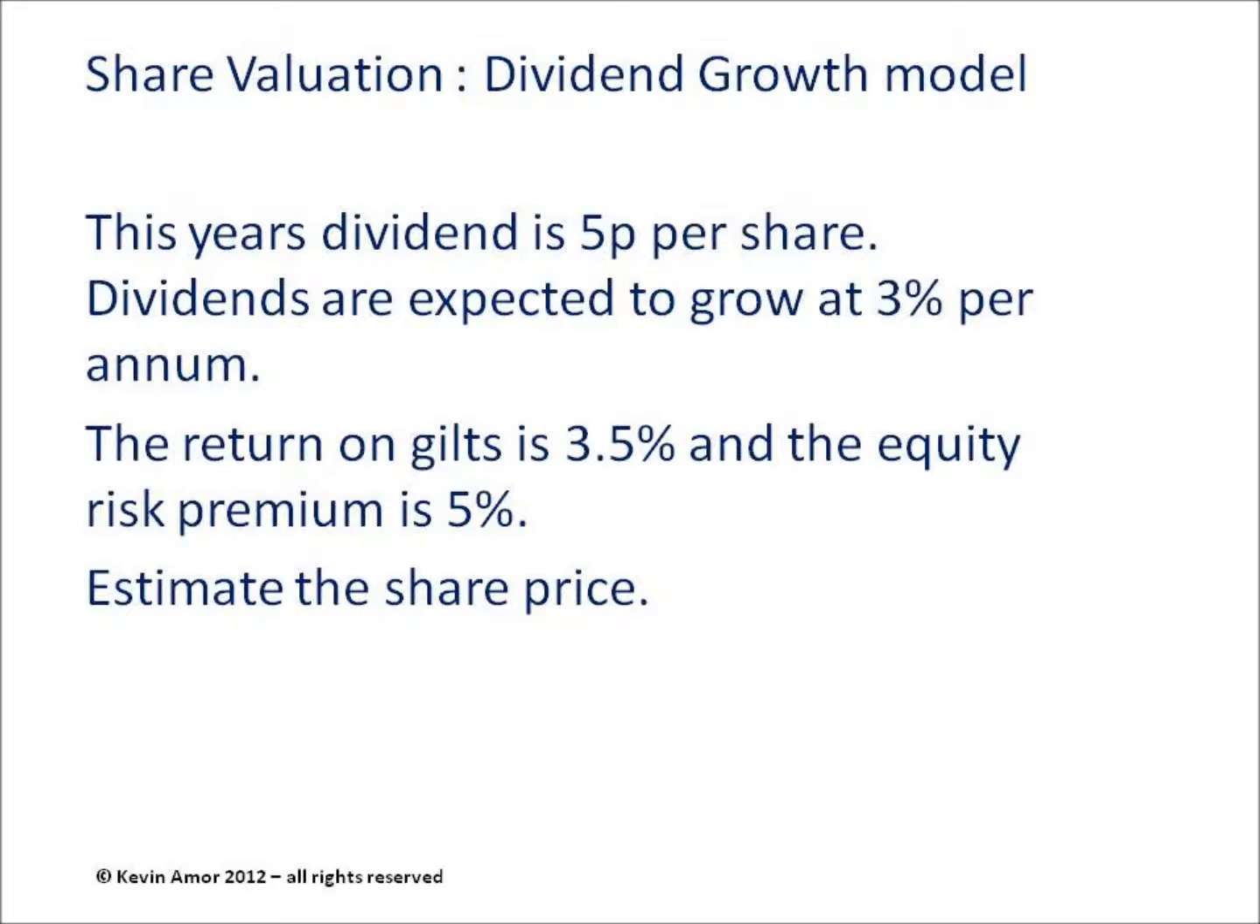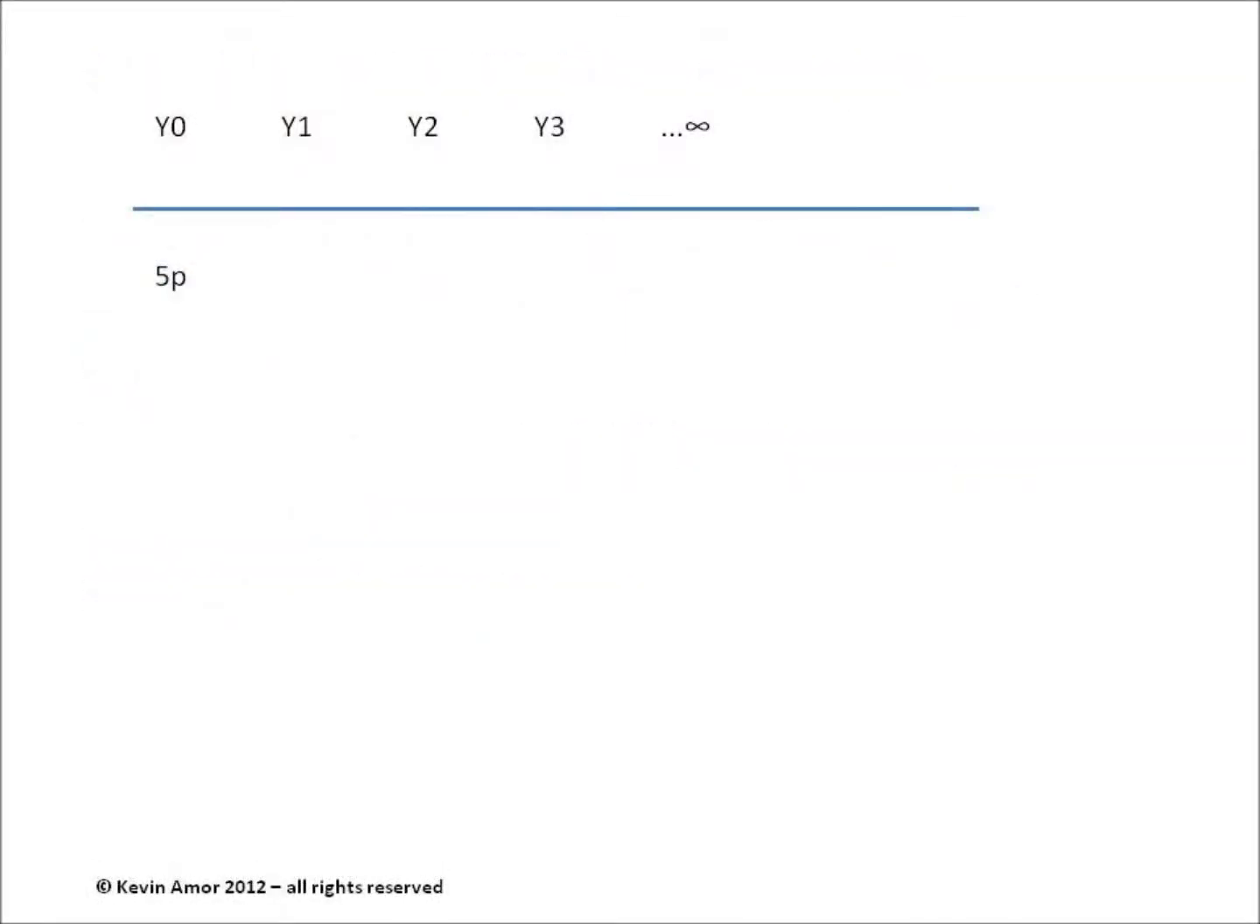This year's dividend is 5 pence per share. Dividends are expected to grow at 3% per annum. The return on gilts is 3.5% and the equity risk premium is 5%. Estimate the share price. So always with these kind of things, do a cash flow.